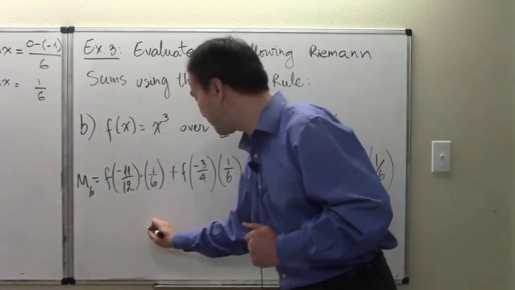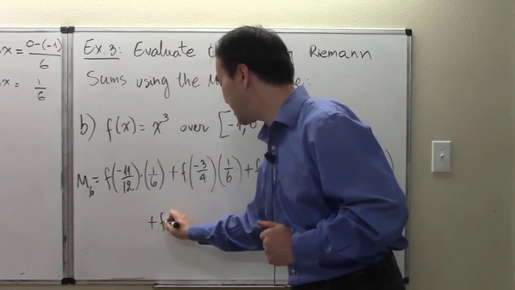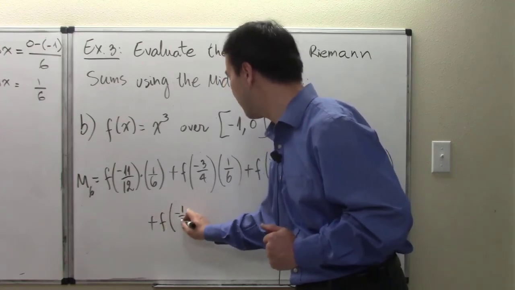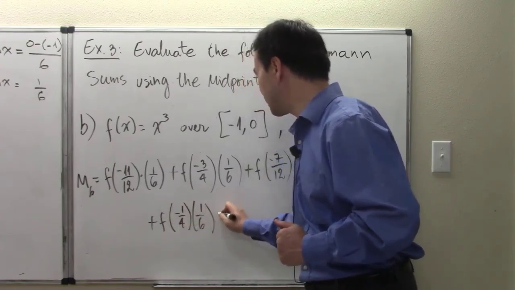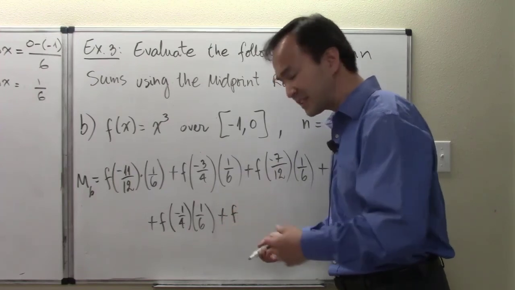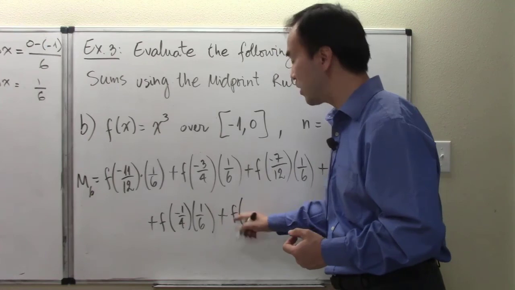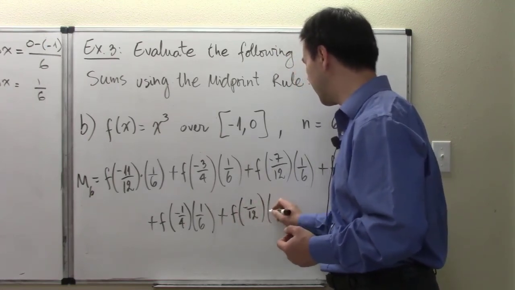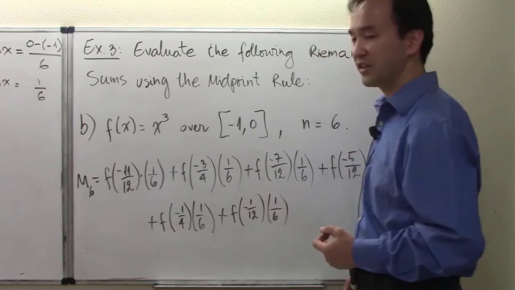And so now the fifth one, the height of the rectangle there is going to be the function value at negative 1/4, and then multiply that height with 1/6. And the last one of our intervals, the rectangle's height is going to be the function value at negative 1/12, and then that height multiplied with the width 1/6 right here.